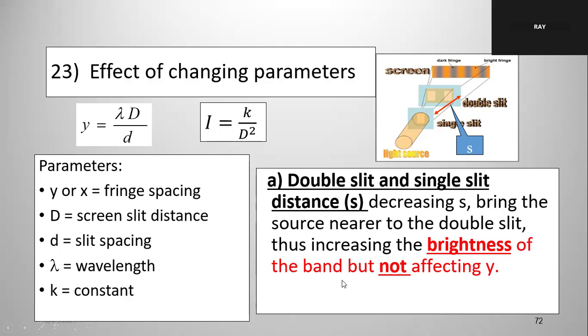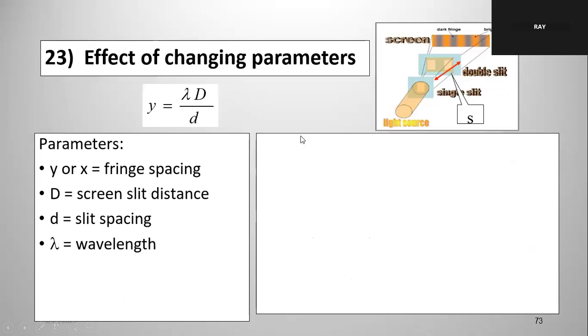Brightness of the band increases, but Y is not affected. Y is not affected. It's not in this formula. Okay.